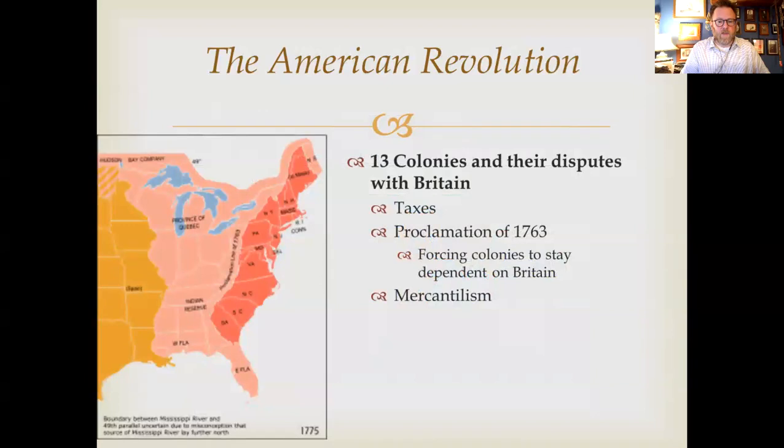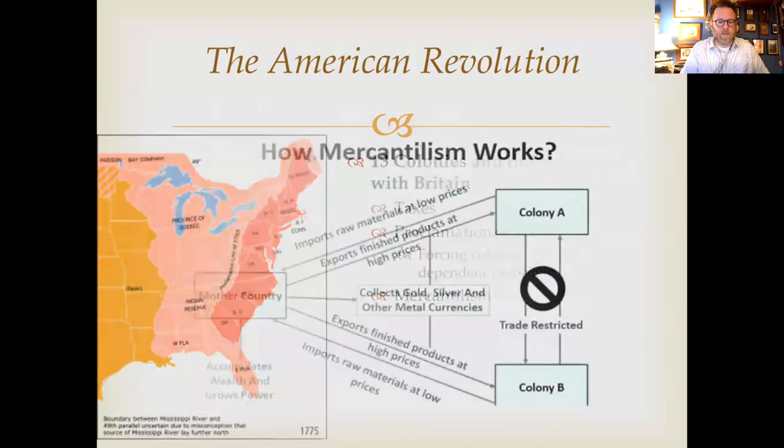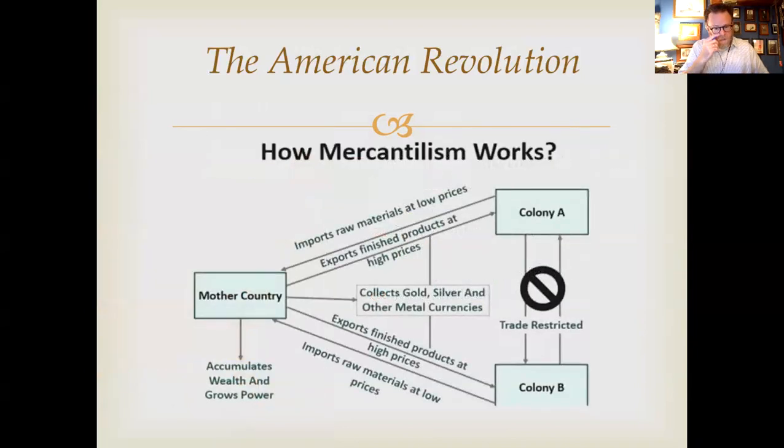And then, of course, the other thing that was irritating for the colonials was the continued insistence on mercantilism. And just quickly, in a nutshell, what mercantilism talks about is that you have the mother country there, which is Britain in this case. They import raw materials at low prices from colony A, and then they export finished products at high prices back to colony A.